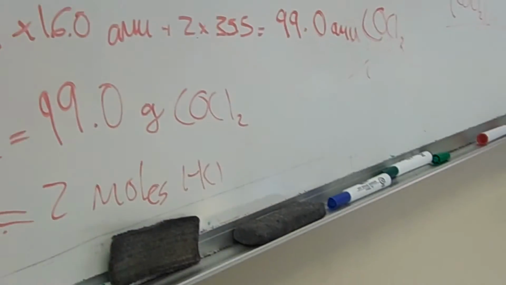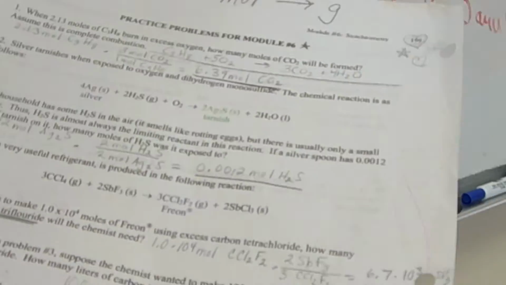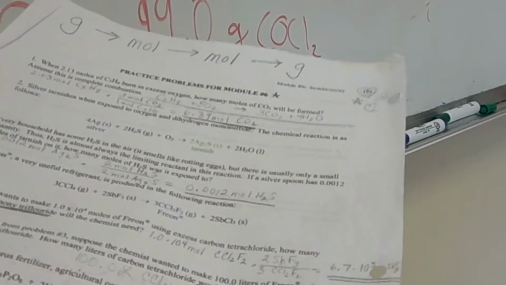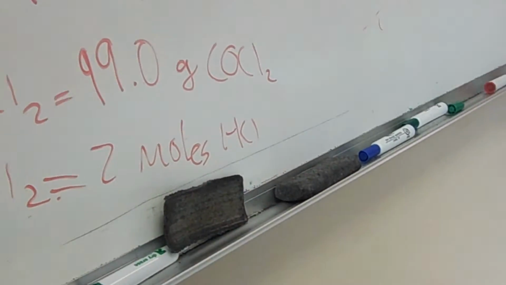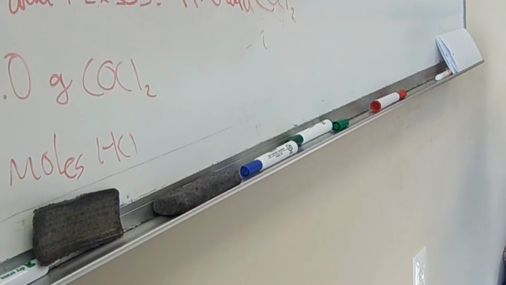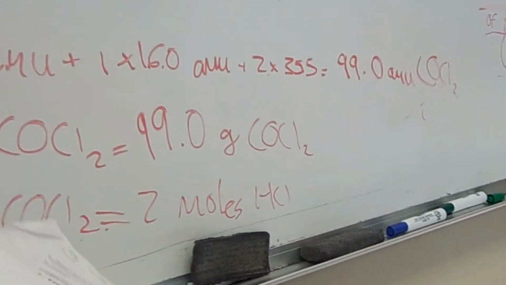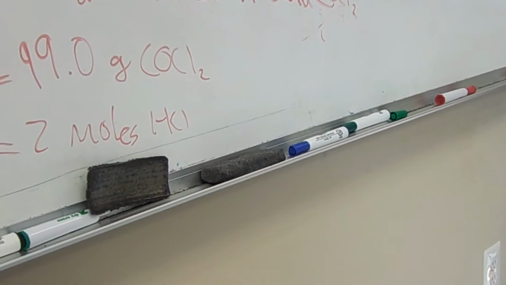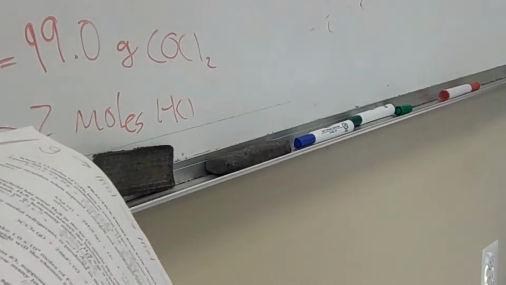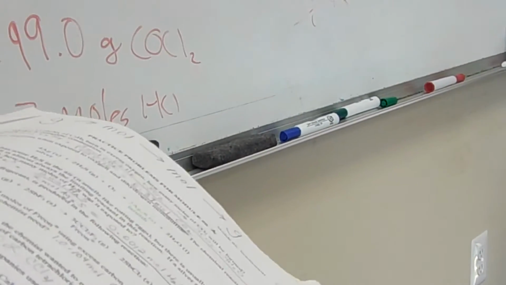So problem 6 says phosgene, which is COCl2, was once used as a chemical weapon in war. When humans breathe the gas, it reacts with water in their lungs to produce hydrochloric acid, which is no good, burning the lungs and making them unable to function. If it takes 10.0 grams to kill you, how many grams of phosgene would you need to breathe?